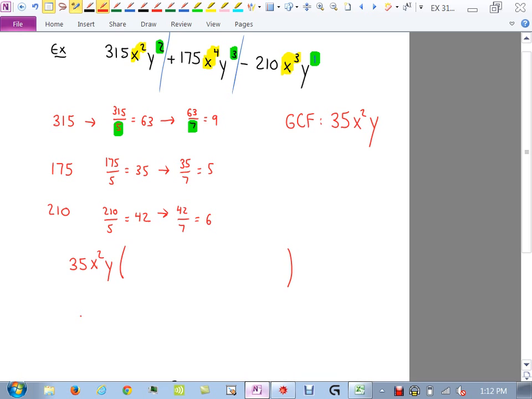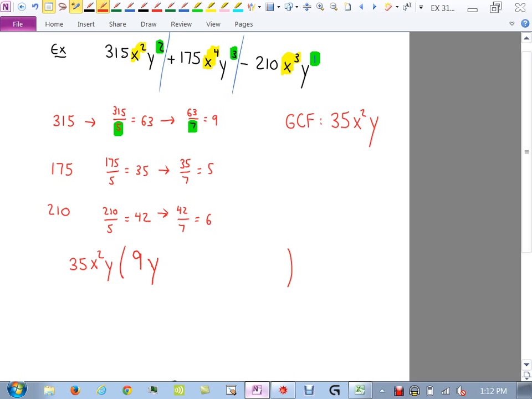How do I turn 35 back into 315? Where does that come from? Right here, right? 9 times 35 should give me my 315. So 9 times right there. And then how do I turn that x squared into, what do I need? X squared, I already have it, right? How do I turn y into y squared on the first one there? I just need a y.